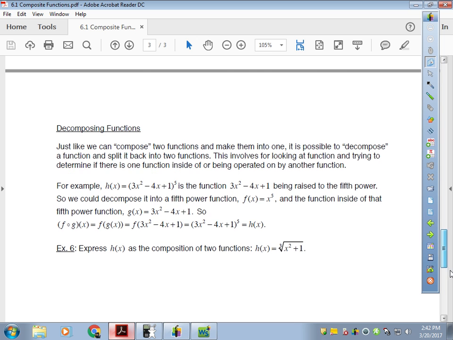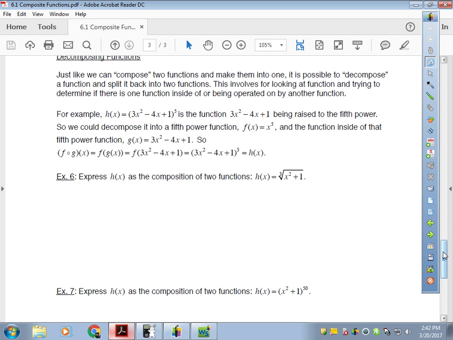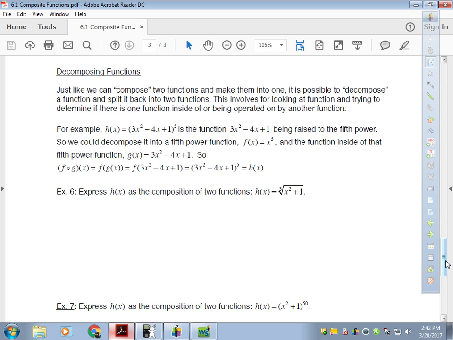Alright, the last thing we're going to look at in 6.1 is decomposing functions. Okay? Decomposing functions is where you take a function that is a composite and you break it back down into two functions. Usually what this involves is looking for an outer function and looking for what is inside of it. So as an example, if we have a composite function, h of x equals 3x squared minus 4x plus 1 raised to the 5th power, this right here, the 3x squared minus 4x plus 1, it is a function that is inside of another function which is just a 5th power.